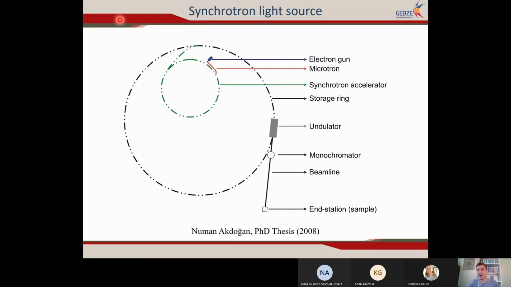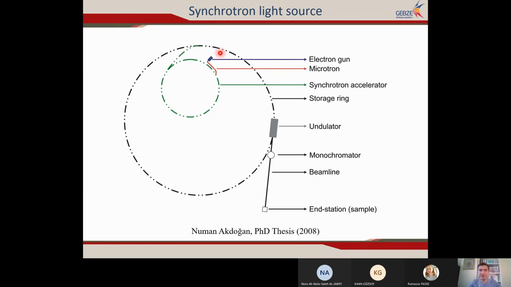So what is the meaning of high intensity? If you have more photons, you can carry out your experiment in a much shorter time, and you can get much more information compared to the X-ray tubes. For this reason, synchrotron light sources are very important for scientific purposes and also for industrial applications. And there are many of them in the world. I will show you later on.